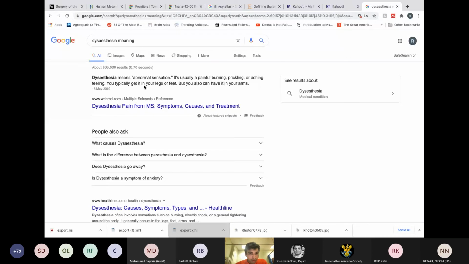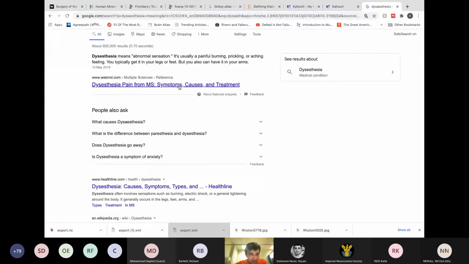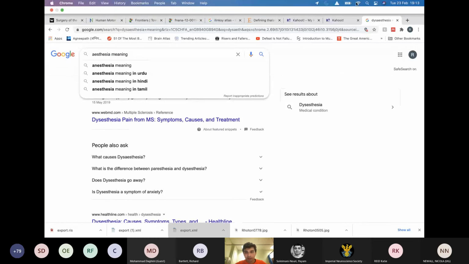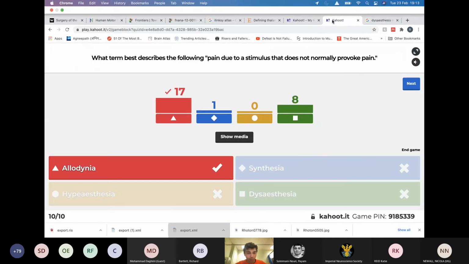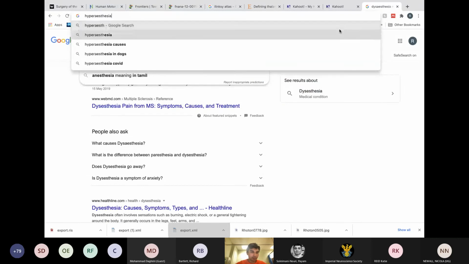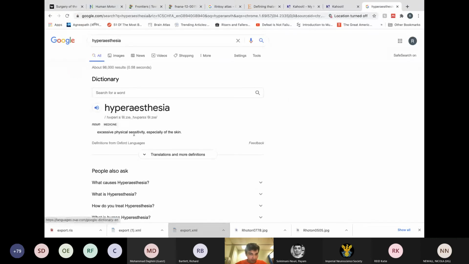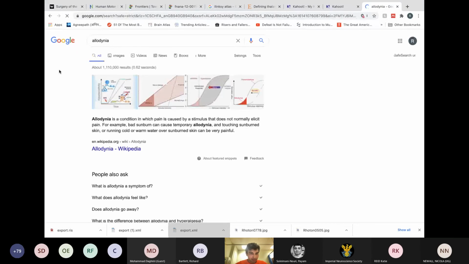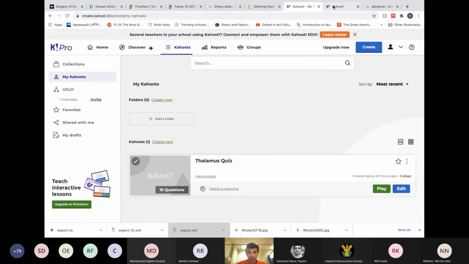Dysesthesia, abnormal burning. Hyperesthesia, excessive physical sensitivity. Allodynia, stimulus that does not normally elicit pain.